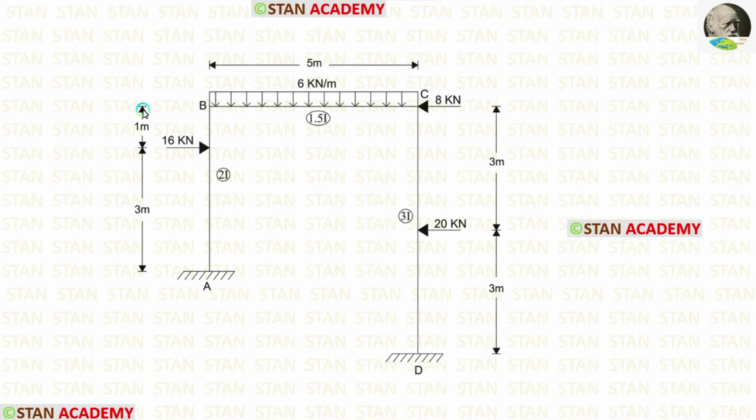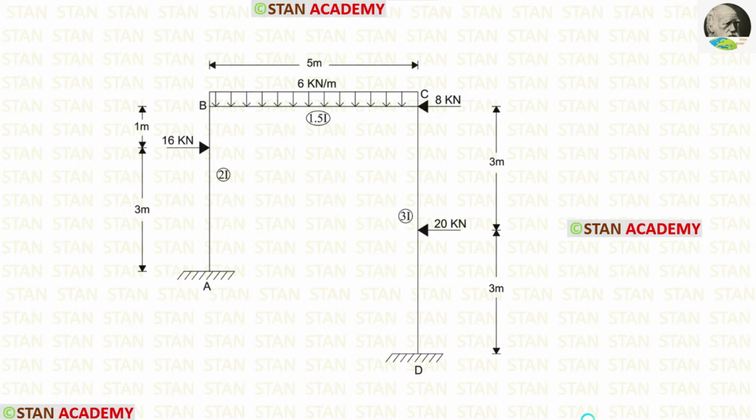The height of the column AB is 4 meter. The height of the column CD is 6 meter. The length of the beam BC is 5 meter. The moment of inertia for the column AB is 2I, for the beam BC is 1.5I, and for the column CD is 3I. At the points A and D, there are fixed supports.